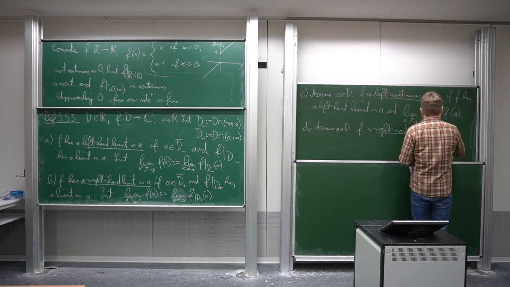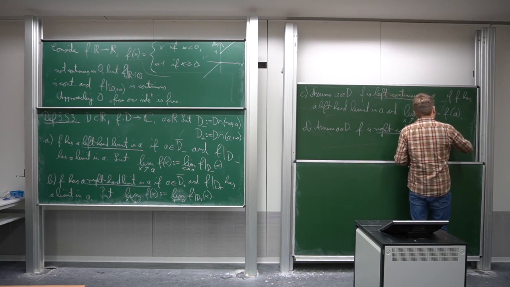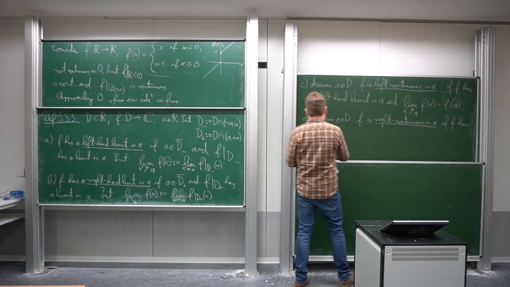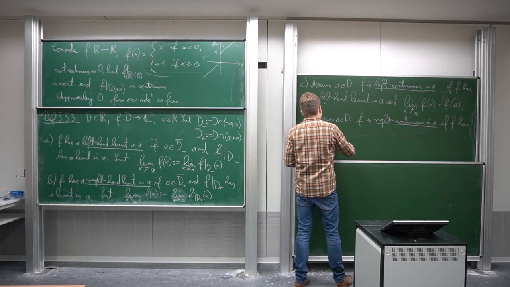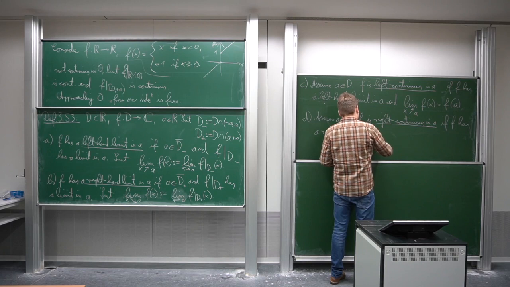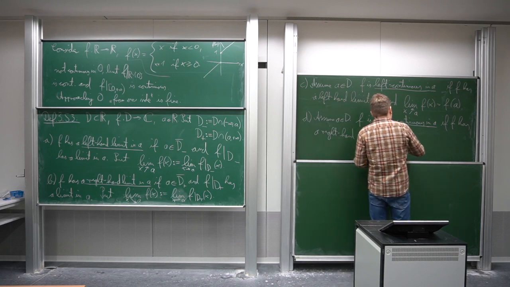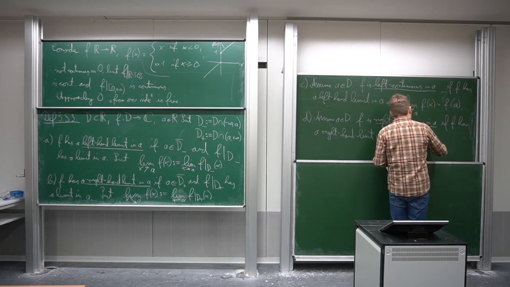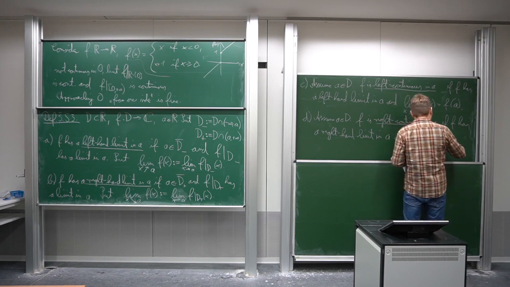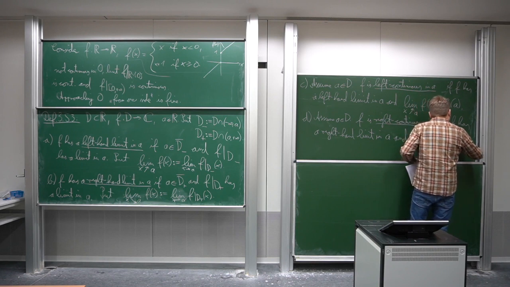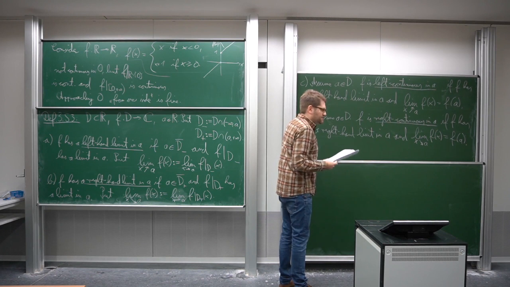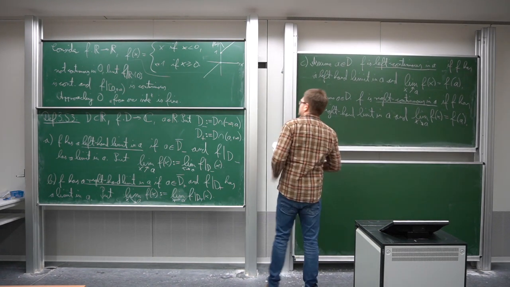Right continuous in A if f has a right-hand limit in A, and this right-hand limit coincides with the value of the function. So x is going down to A, so the limit of this is f of A. Okay, this is right continuity. And just as a very simple example, something we've seen, so this would be an example.